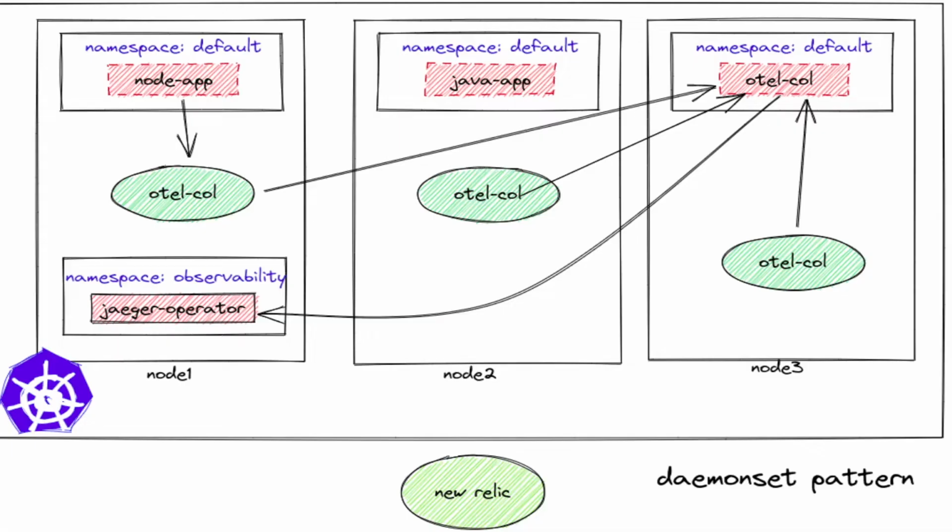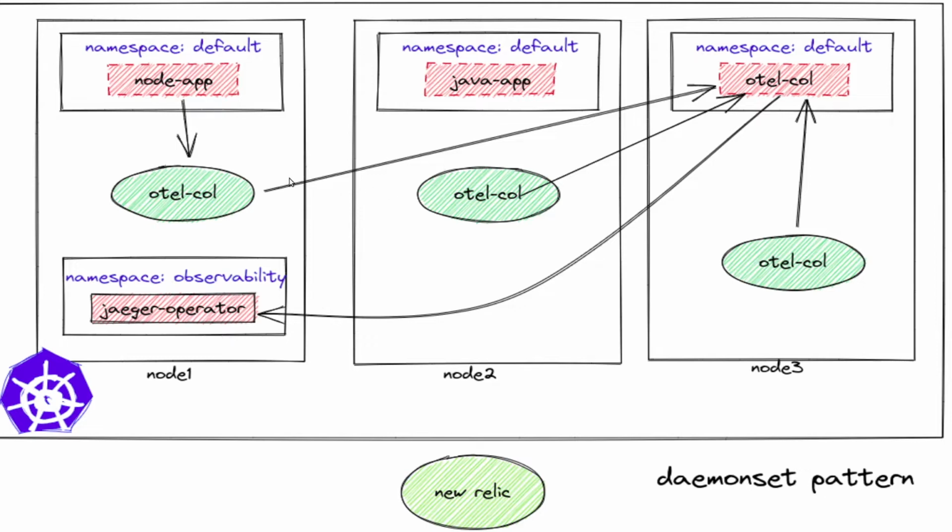So now let's look at the architecture, what we are going to do in today's video. This is an architecture diagram, and this is following the DaemonSet pattern. Let me explain the architecture of the deployment that we are going to do today. We will have our applications. I'm going to have two applications: one is a Node.js application and the second one is a Java application, and they both are instrumented. So our applications are capable of collecting those traces and sending them to the defined OpenTelemetry collector.